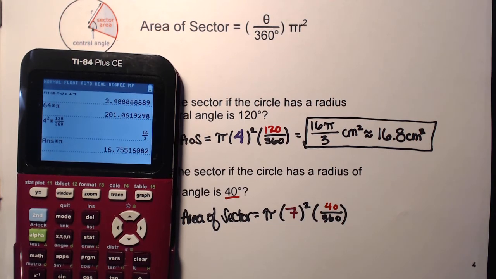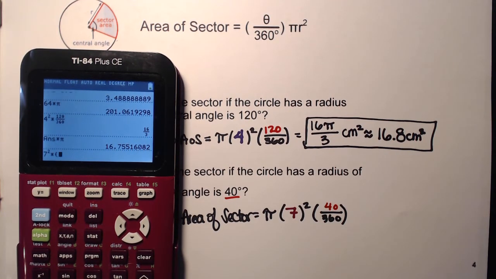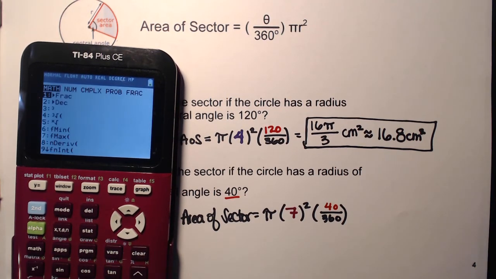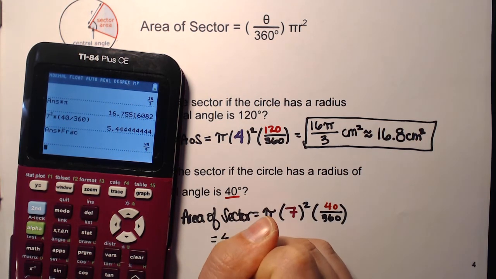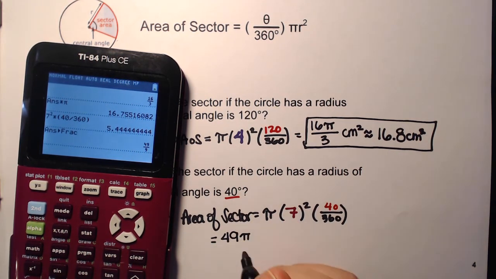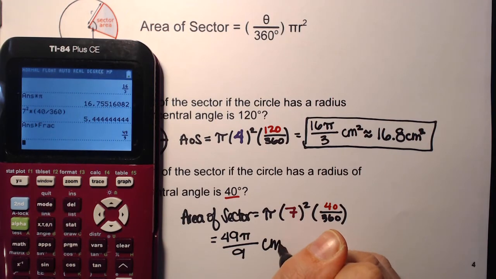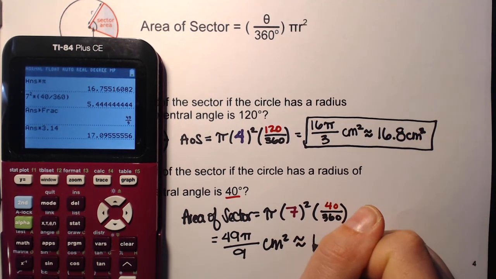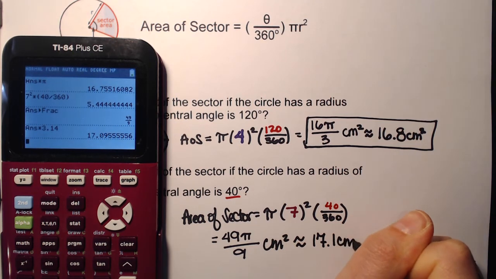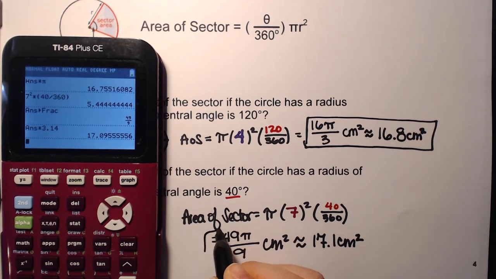So again, my calculator, I'm going to do 7 squared times 40 divided by 360. Then I'm going to put that back into a fraction, so I get 49/9. So 49 pi ninths, and it was centimeters. And then I'm going to take that value and multiply it by 3.14. So those are my answers.